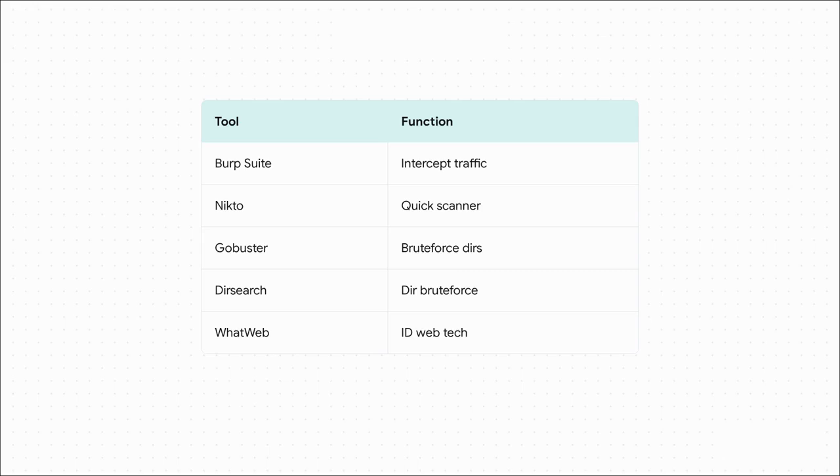For quick, albeit pretty loud, early vulnerability discovery, you'd throw Nikto at it. Then you've got Gobuster and Dirsearch, which are both phenomenal for systematically guessing hidden directories using massive word lists. Finally, WhatWeb instantly identifies the underlying CMS, which are essentially the website's building blocks like WordPress, and it details the exact server technologies running under the hood.